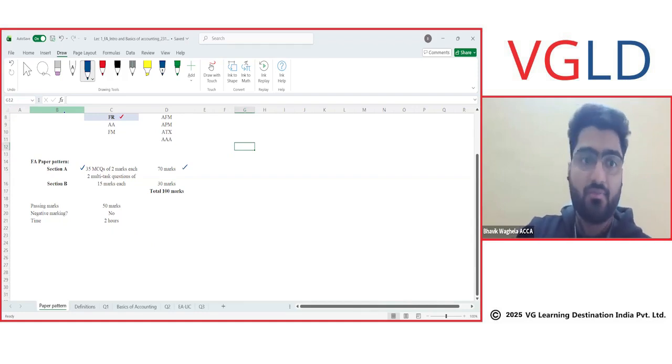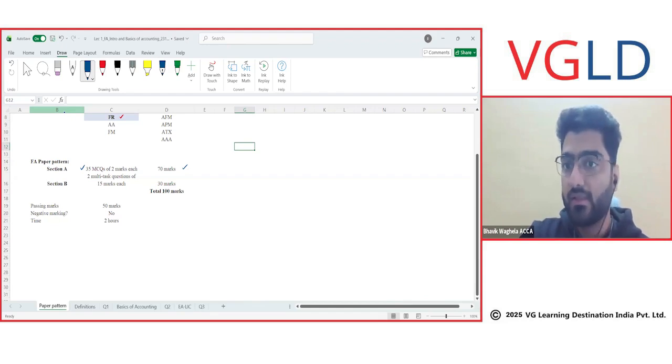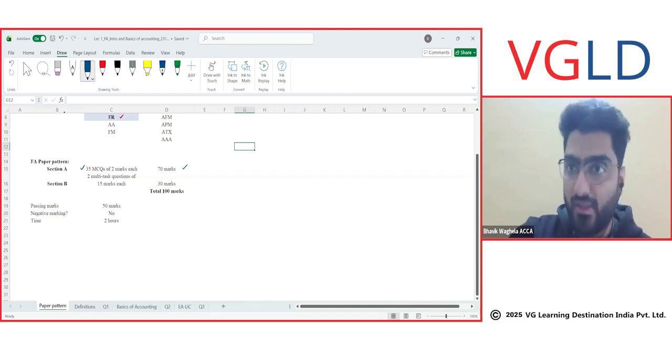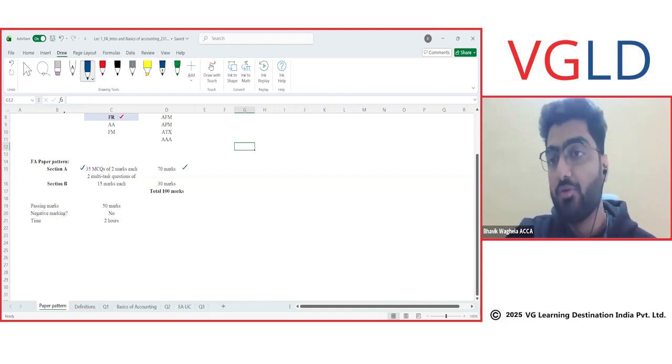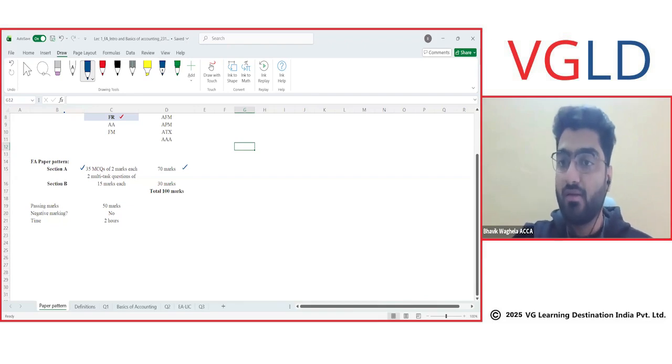Sir, is there any negative marking? The answer is no. What do I mean by negative marking is if you answer a particular question incorrectly, your marks will not be deducted. Meaning to say, you will just get 0. You won't be penalized for giving out the wrong answers. Okay, so there is no concept of negative marking.